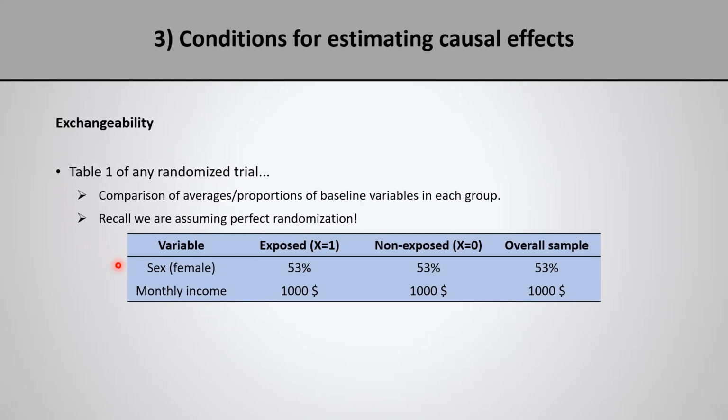So here, just two examples, the proportion of female sex. If it is 53% in the exposed group, it has to be 53% in the non-exposed group due to perfect randomization. So the overall proportion in the sample, of course, has to be 53%. The same rationale for monthly income. So if the monthly income is an average of $1,000 in the exposed group, then it has to be the same in the non-exposed group and therefore the same in the overall sample.